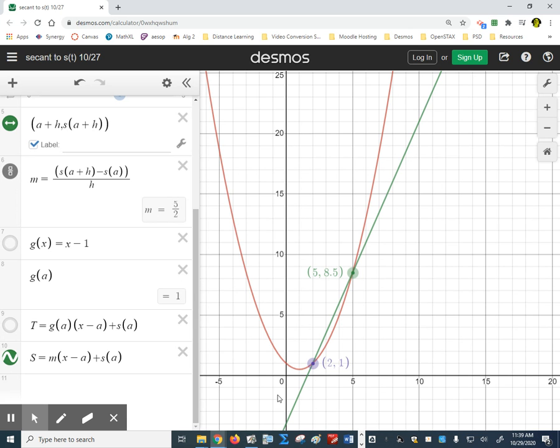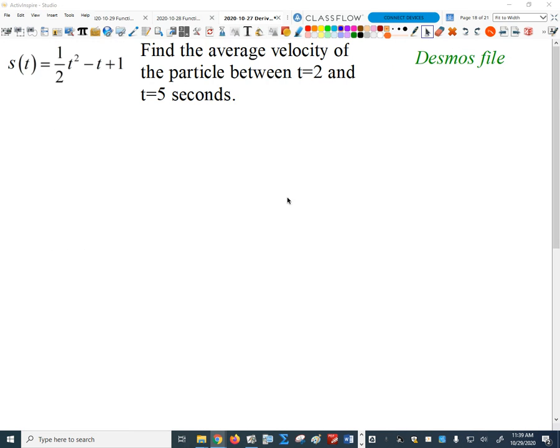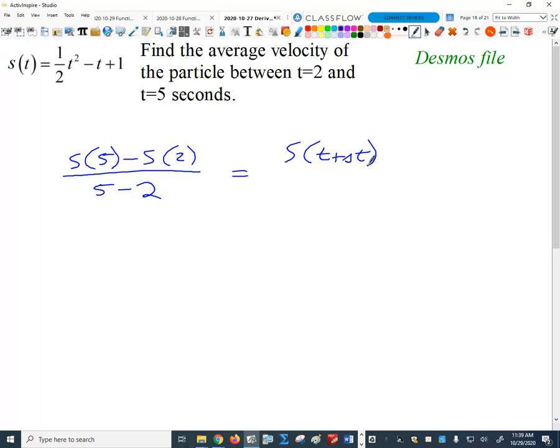Everybody agree? Okay, to find that, do I have to have a graph? No, I don't need a graph. I could just do this, right? The average velocity is just going to be S(5) minus S(2), divided by 5 minus 2, right? Because isn't that just equal to S(t + Δt) minus S(t), over Δt?